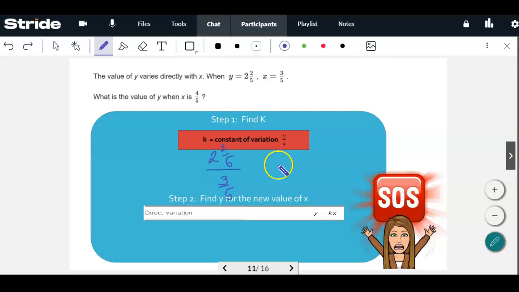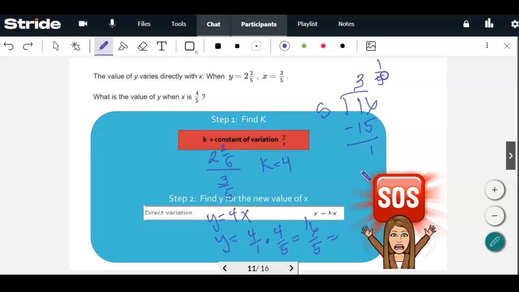Okay, so that is my k. K equals 4. So my equation is y is equal to 4x. What is the value of y when x is 4/5? So we're going to do 4, put a 1 underneath it, times 4/5, multiply straight across, and I get 16 over 5. Change that to a mixed number. We're just dividing. 5 goes into 16 3 times, and we have 1 left over. So we write that as 3 1/5.